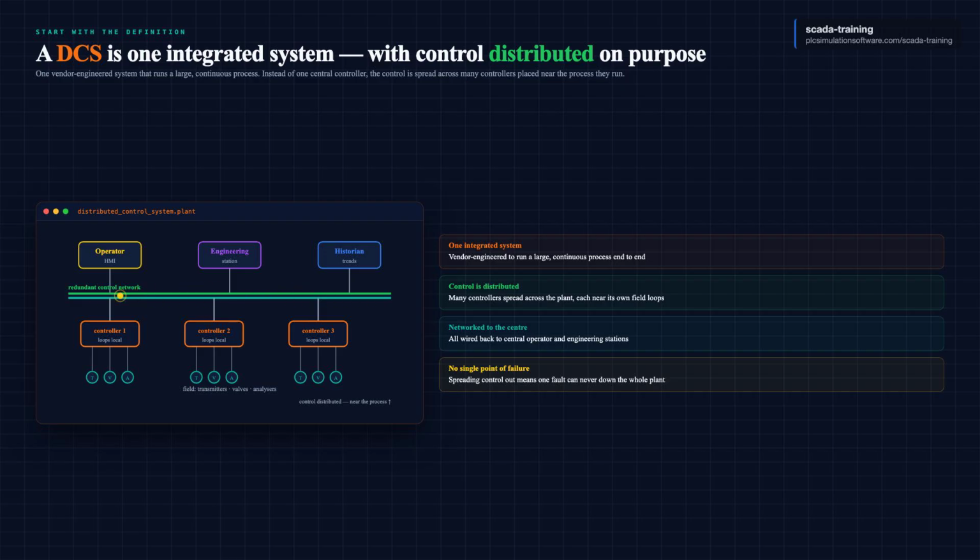In a small machine, you might have one controller doing everything. A DCS does the opposite. It spreads the control across many controllers placed out near the process they run. Each one handles a chunk of the plant, and every one of them is networked back to central operator and engineering stations. Why spread it out? Two reasons. It keeps each control loop close to its field instruments, and it means no single failure can take the whole plant down. That is the heart of the idea, control that is distributed on purpose.